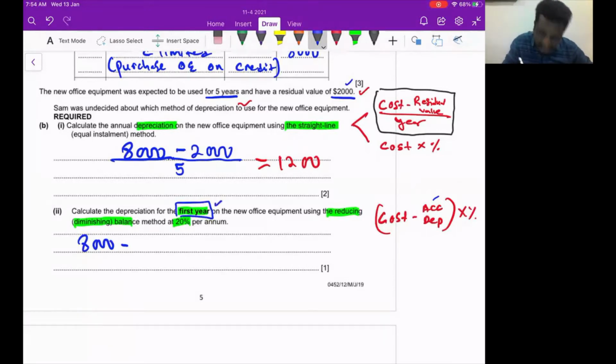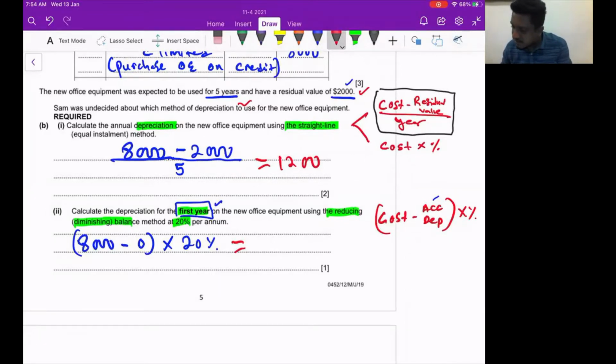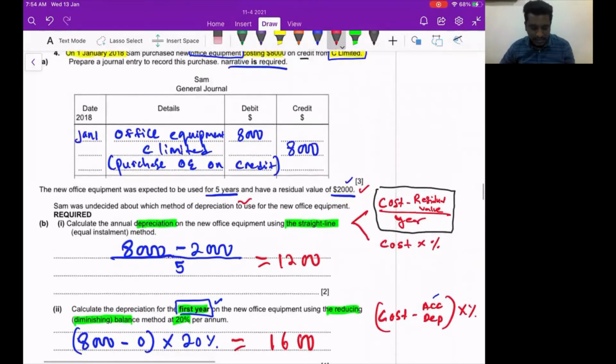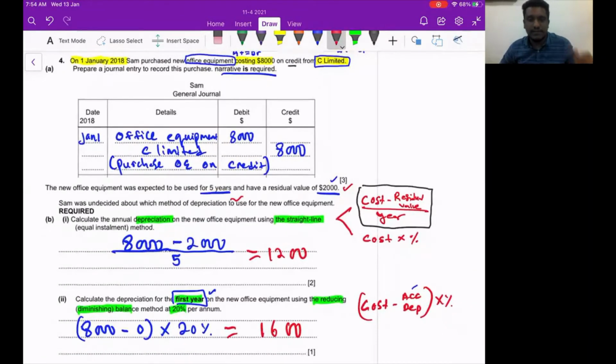Since this is the first year, I don't have any accumulated depreciation, I don't have any previous year's depreciation. So 8,000 minus 0, times 20%, I get 1,600. This is the depreciation under the reducing balance method. Okay, this is the answer for question number 4. Check your answer. Any problem, you can message me.